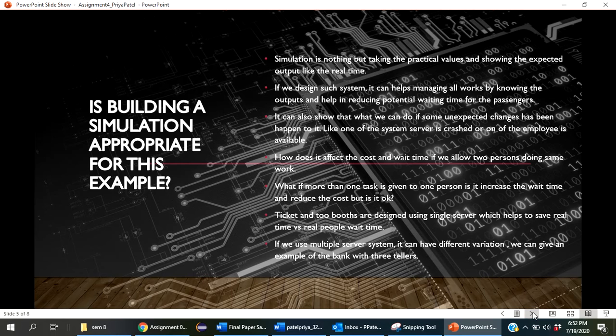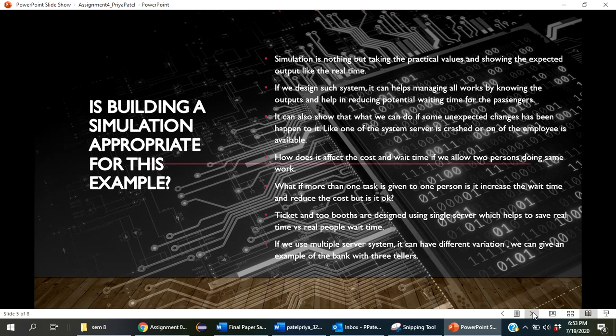Is building a simulation appropriate for this example or not? Simulation is nothing but taking practical values and showing the expected outputs like in real time. If we design such a system, it can help manage all the work by knowing the outputs, and help reduce potential waiting time for the passengers. It can also show what happens if unexpected changes occur, like one of the system servers crashing or one of the employees not being available. What will the scenario and the output be, and how will we react to it? If we have this kind of simulation, we know the factors and can behave accordingly.